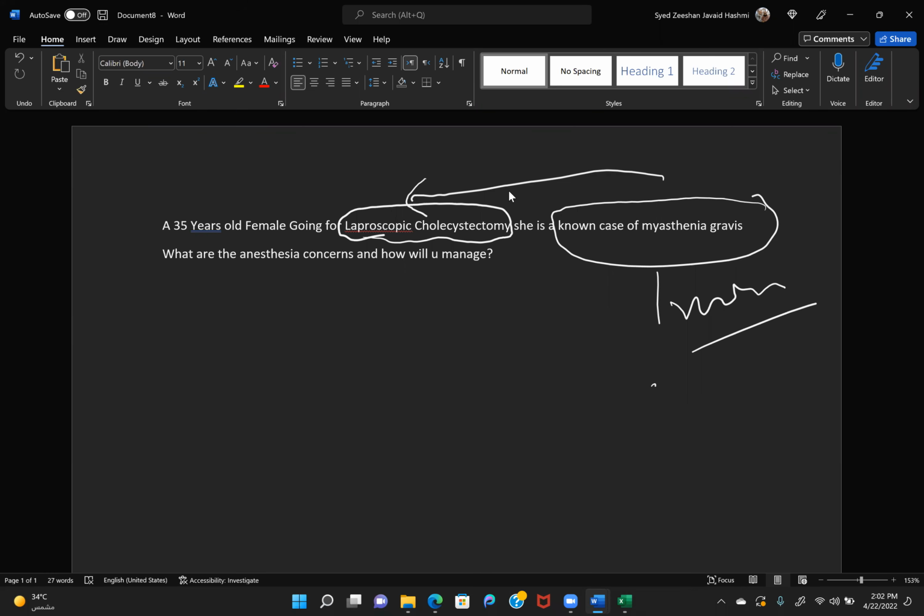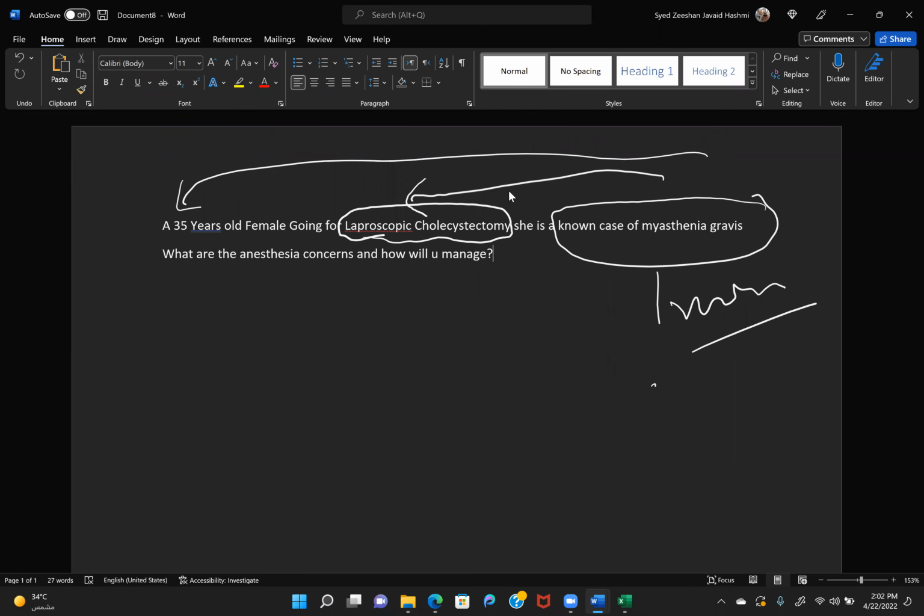So you will use this word and then correlate it with laparoscopic cholecystectomy, and you will rule out any pregnancy, because if the patient is pregnant, you will be taking care of some of the things. Similarly, you will answer that I will be looking at the disease pathology progression and the organ involvement in myasthenia gravis.